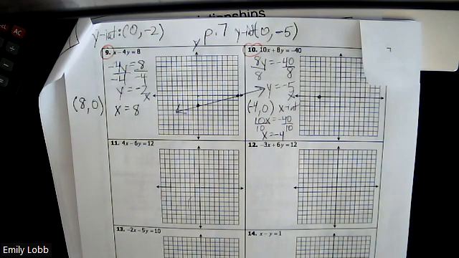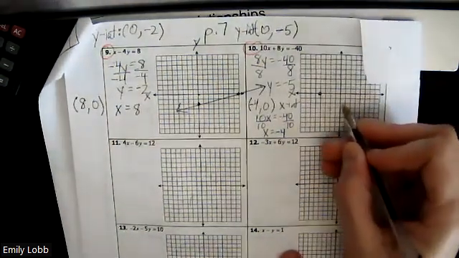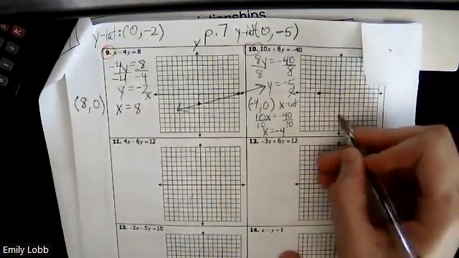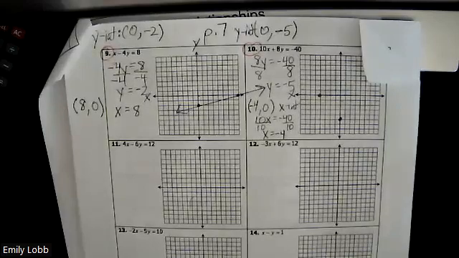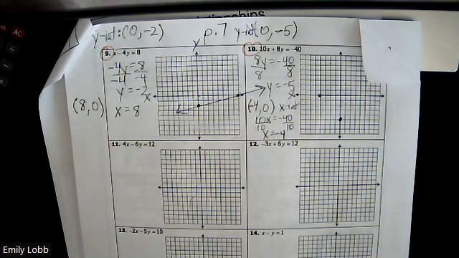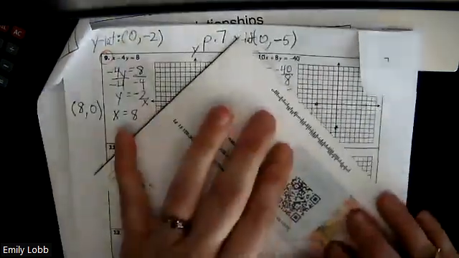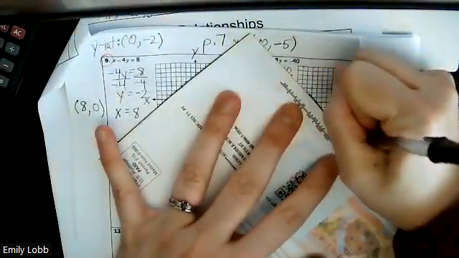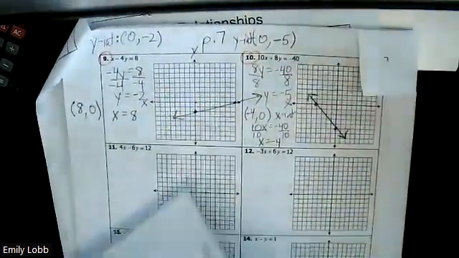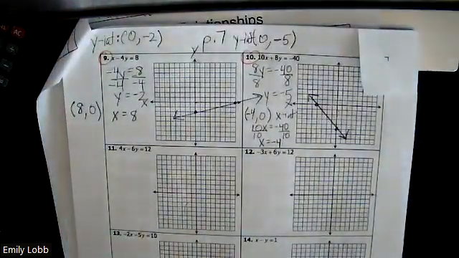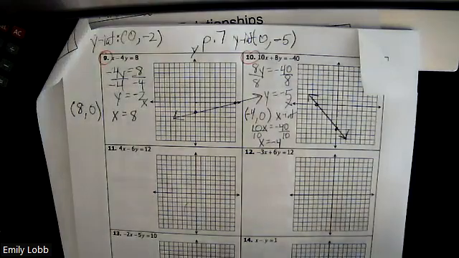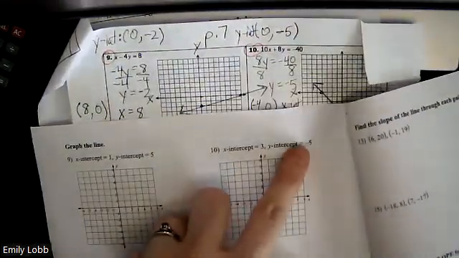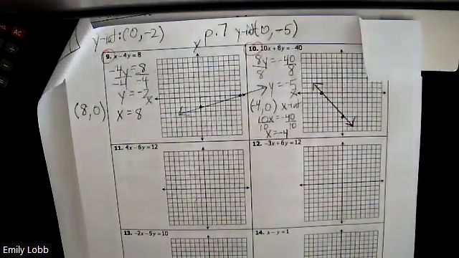And then your y-intercept is at -5 for this one. 1, 2, 3, 4, 5. And what is it for number 10? Same thing. So this line is going to look different on number 10, but your y-intercept point is going to be the same. So make sure you know for number 10 on your quiz where to put the x-intercept and where to put the y-intercept and how to draw a line.